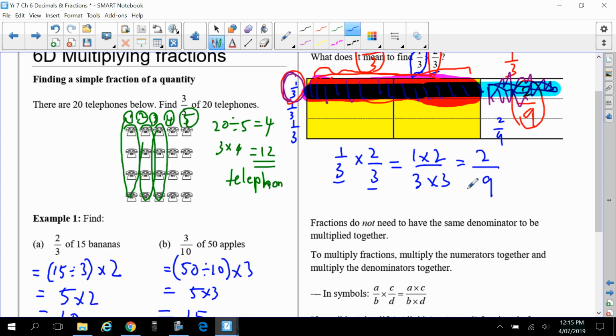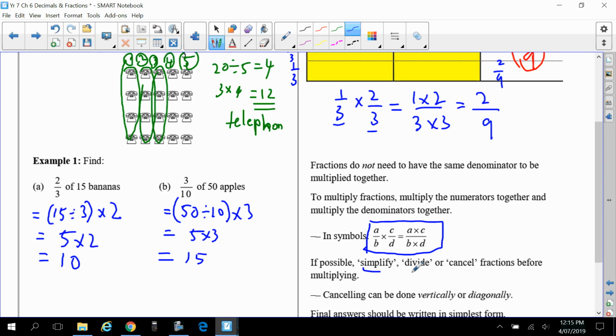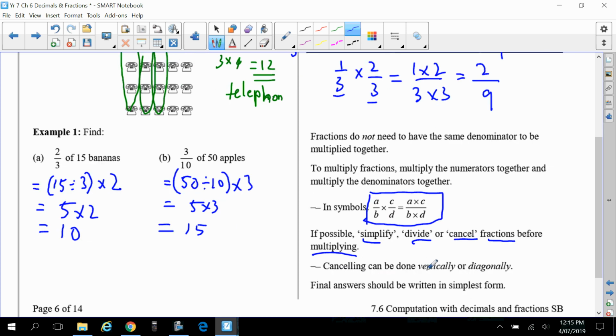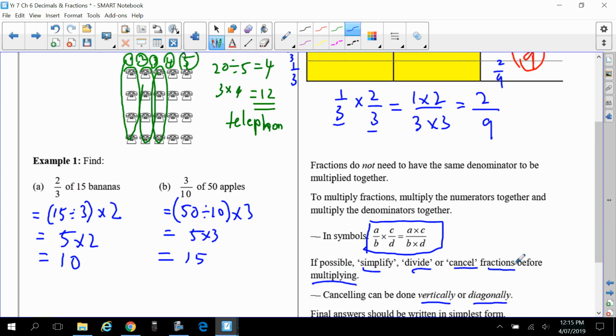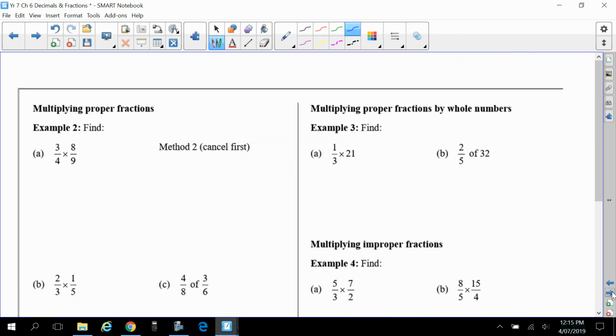All right, let's use that as a rule. In symbols, that's the rule I just displayed: A over B times C over D equals A times C over B times D. Does that make sense? If possible, simplify, divide, cancel fractions before multiplying. Canceling can be done vertically or diagonally. I will show you how that works on the next page. All right, any question before we move on? Raise your hand. Let's move on.